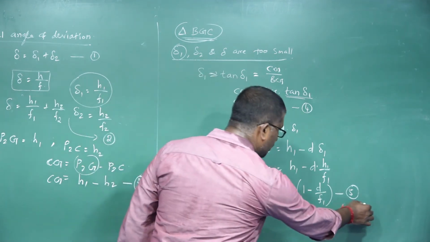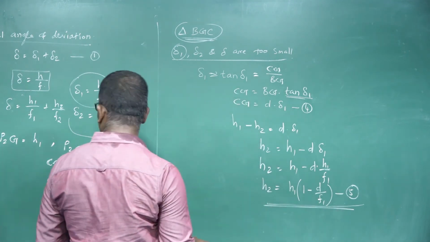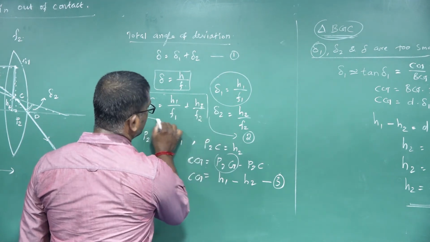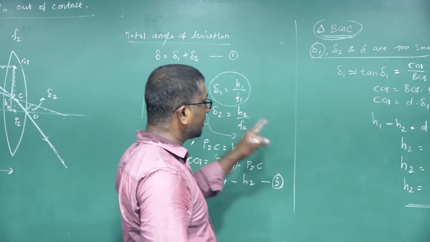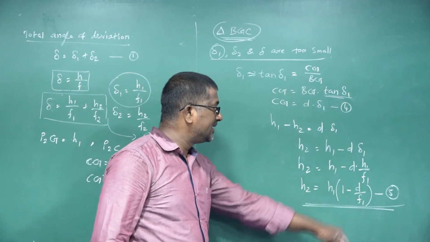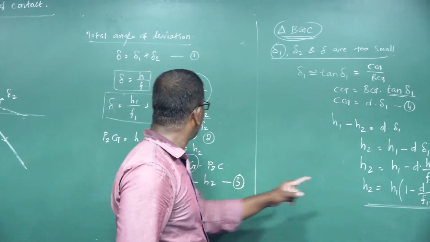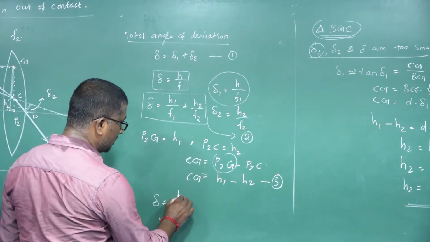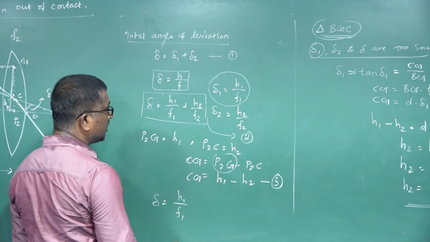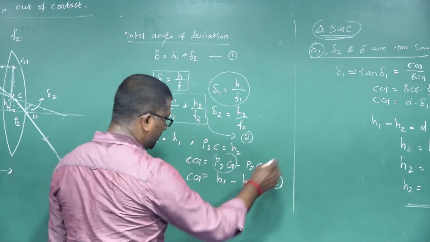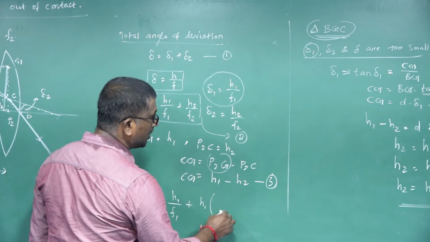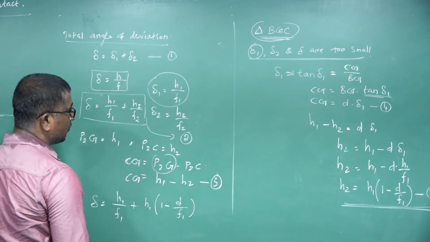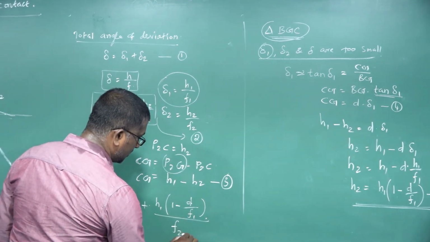Now substitute the H2 value in equation number 2. Instead of H2 we can write H1 of 1 minus D divided by F1. So del is equal to H1 divided by F1 plus H1 of 1 minus D divided by F1, all divided by F2.